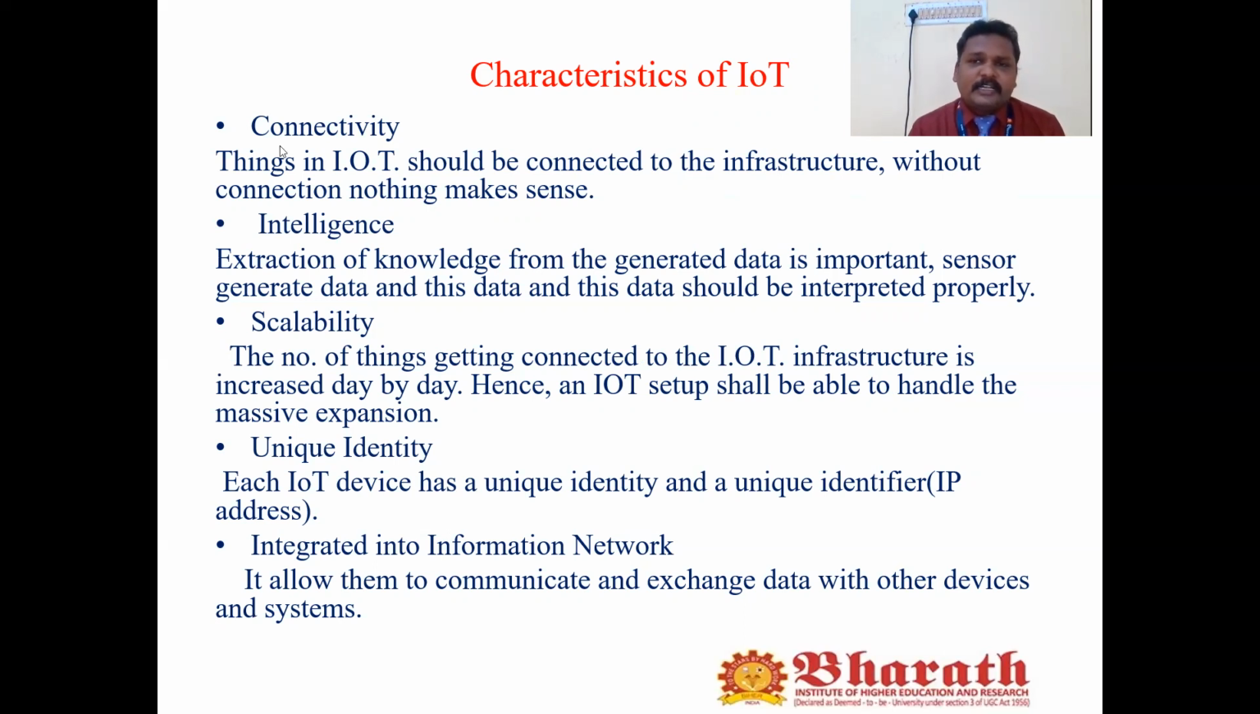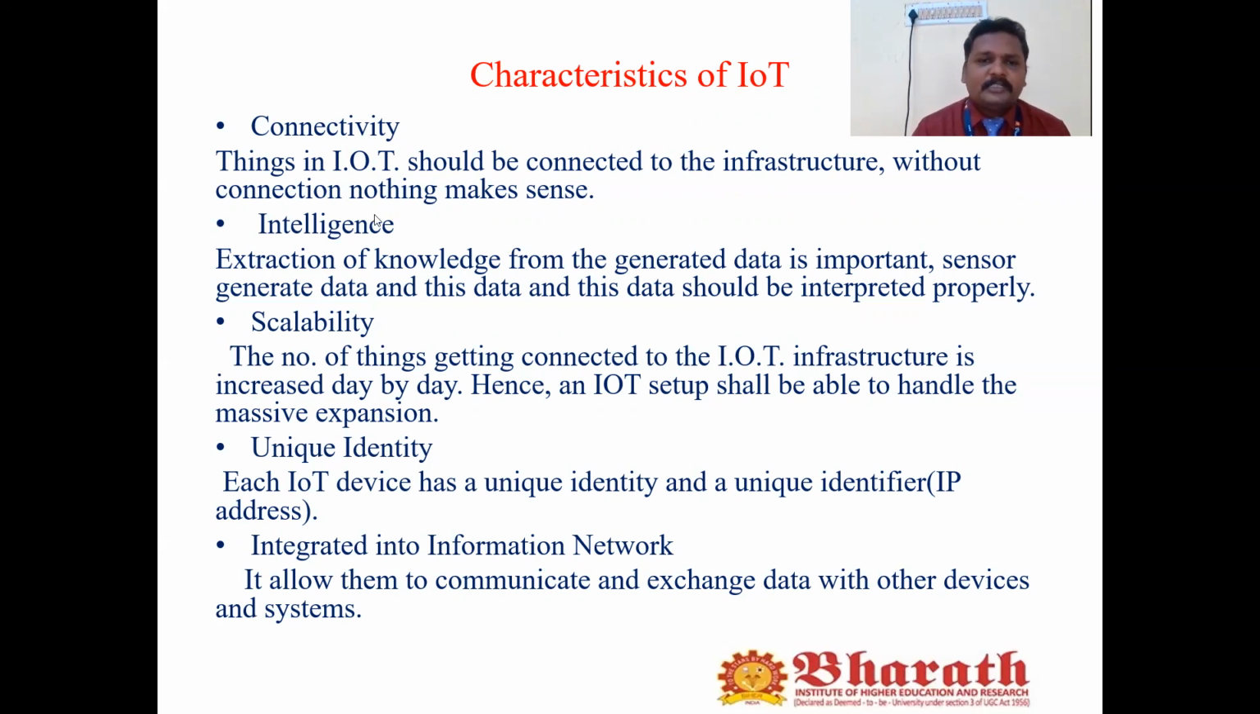So this here, the connectivity: the things in the IoT should be connected to the infrastructures. Without connections, nothing makes sense for us. If I want to connect the things to the internet, we need network connectivity. If there is no network connectivity, we cannot connect the things to the internet or to the networks. Okay. So the next characteristic is intelligence.